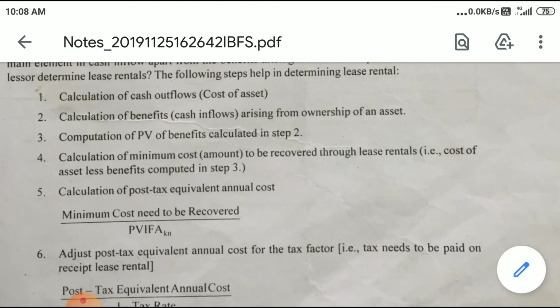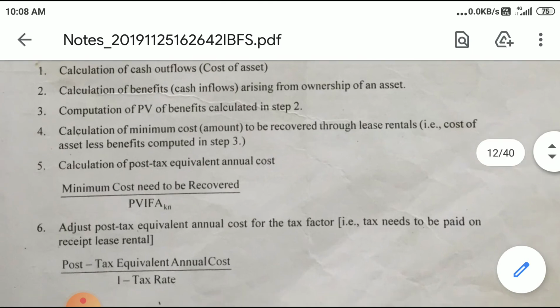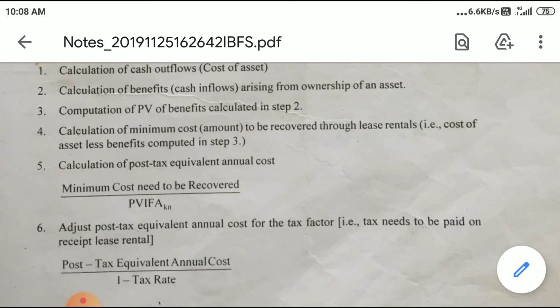Fourth step is we need to calculate the minimum cost which needs to be recovered. There is a formula for this: asset cost minus total present value of benefits from owning the asset. When you subtract the total present value from the asset cost, we get the minimum cost which needs to be recovered through lease rentals. This is step number 4.